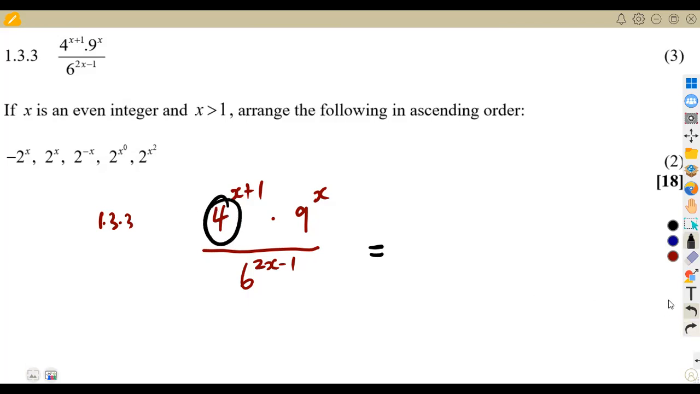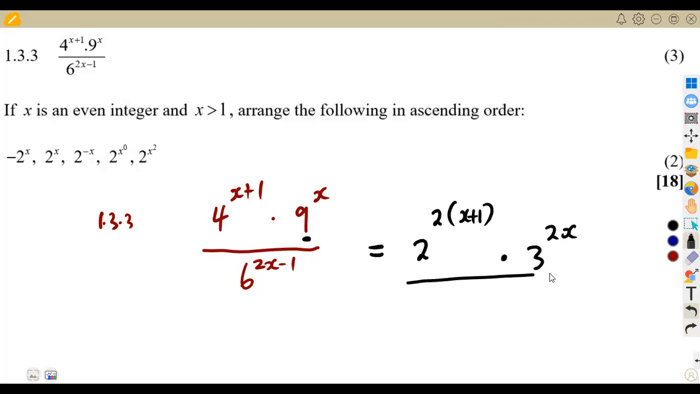Remember, 4 can be written as 2 to the exponent of 2. So it's going to be 2 to the exponent of 2, but that exponent of 2 has to affect the exponent of x plus 1 that we are already given, which is the same thing. 9 can be written, remember, in the base of 3, which is 3 to the exponent of 2. That is 3 times 3 gives us 9, but being affected by the exponent of x. So that will be 2 times x, which is 2x.